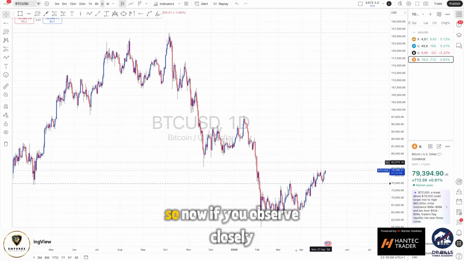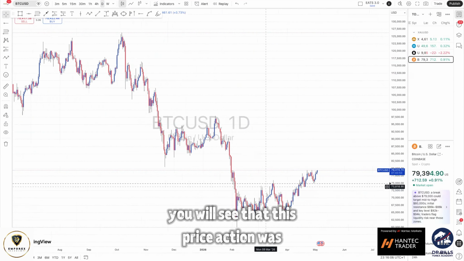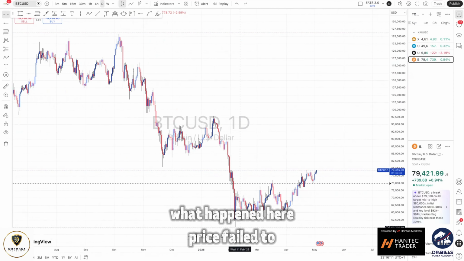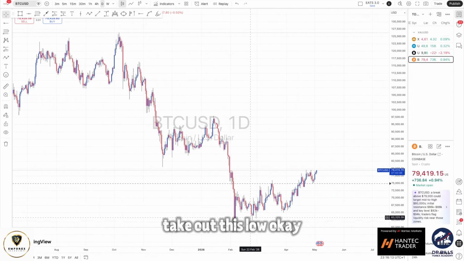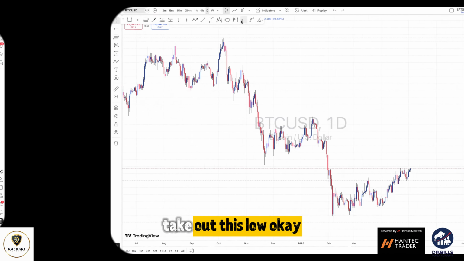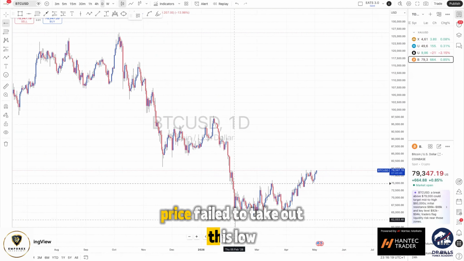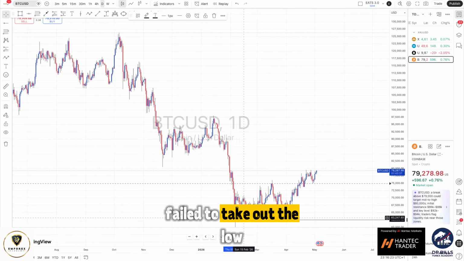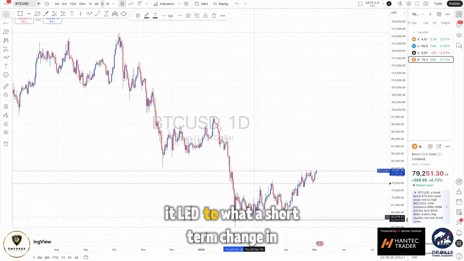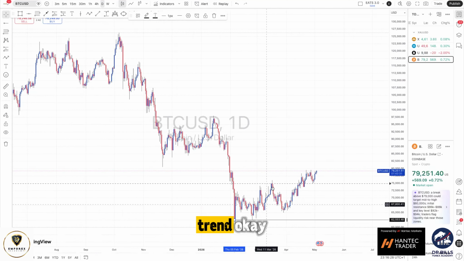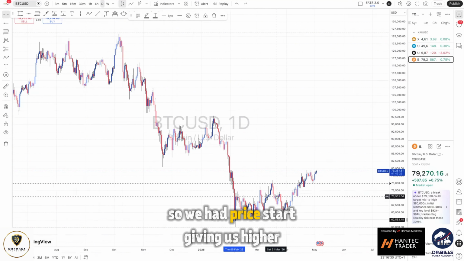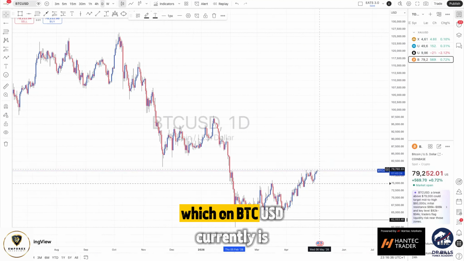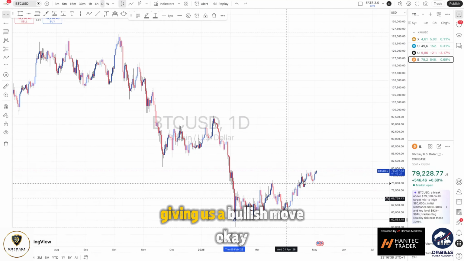Now if you observe closely, you will see that this price action was in a downtrend. What happened here? Price failed to take out this low. And if you notice, the moment price failed to take out the low, it led to a short-term change in trend. We had price start giving us a higher highs and higher lows scenario, which on BTC USD currently is giving us a bullish move.